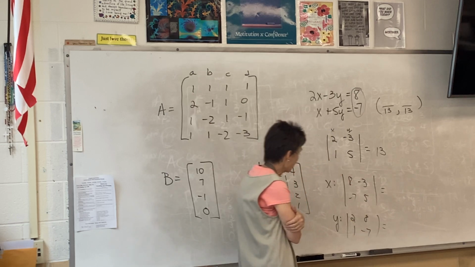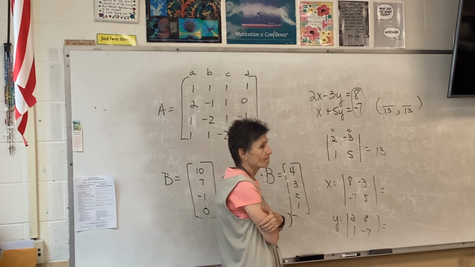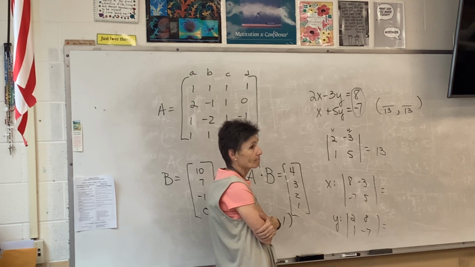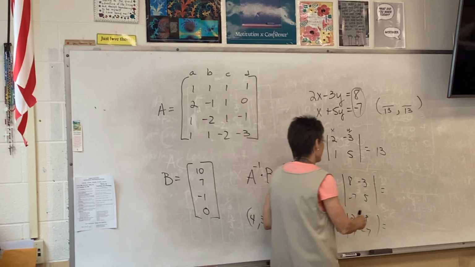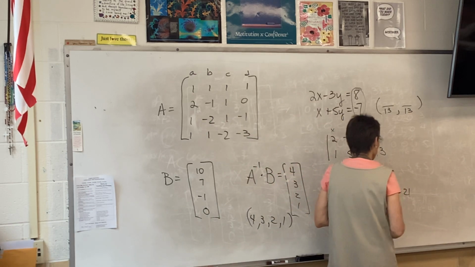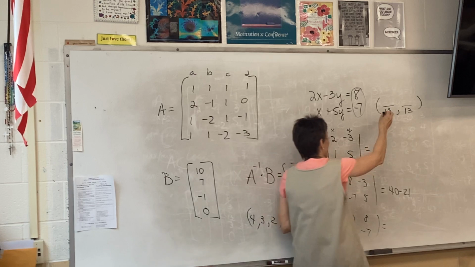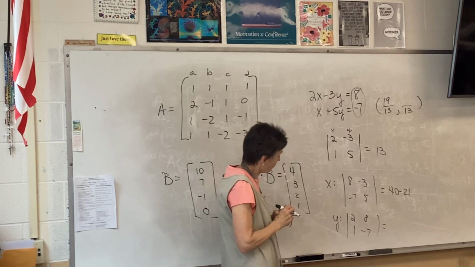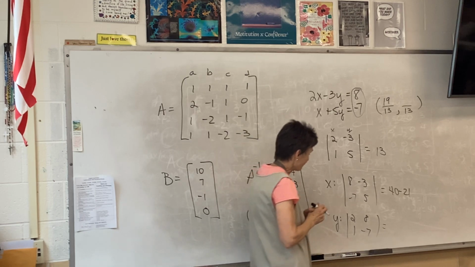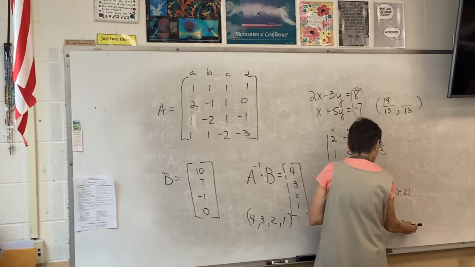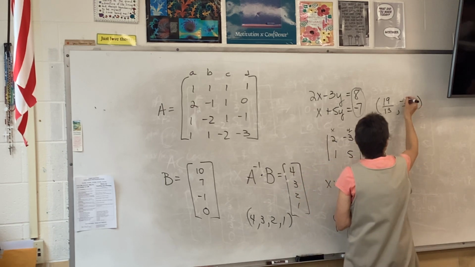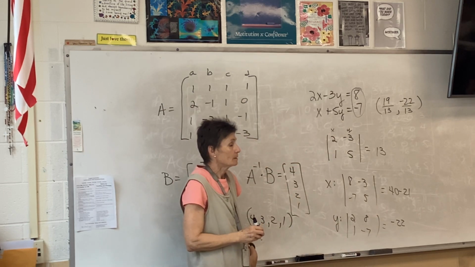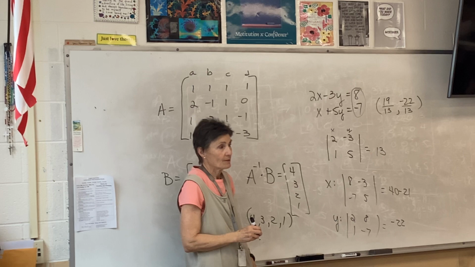So what's that one? 19. Very good. 40 minus 21, 19. So x is 19/13. How about y? -22. 13. That's -14 minus 8. Are you okay with that?